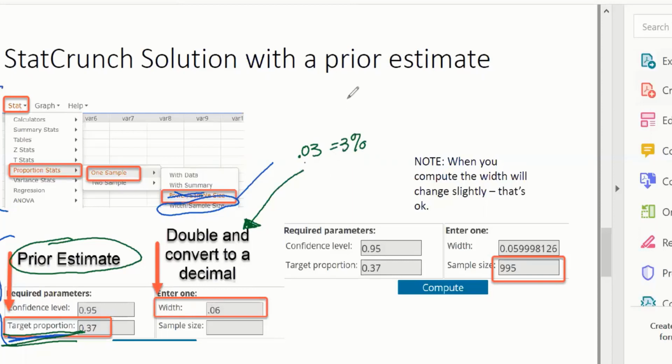This is a common mistake here, to not remember that we have to change it to a decimal. I make that mistake all the time. So change it to a decimal and then double it to get the width. So we have a confidence level of 95%, a target proportion of 0.37, our width was 0.06, and we end up with a sample size of 995.